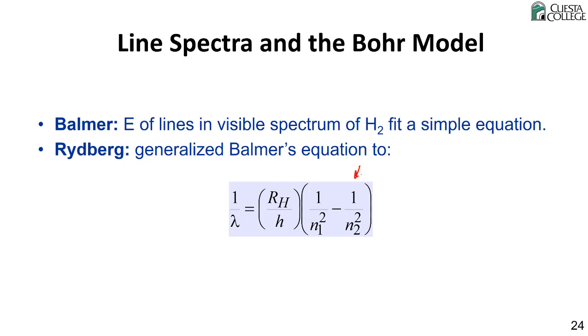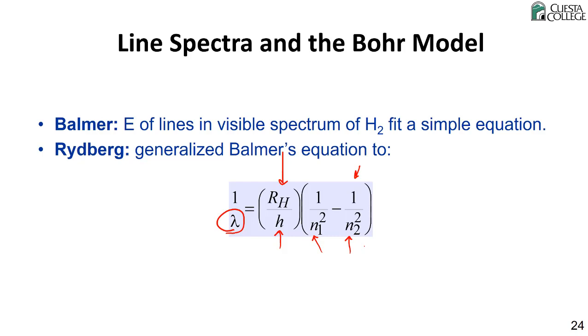It doesn't look like a simple equation, but in reality, once we break it down a little bit, it is a simple equation. Looking at this equation, we can see that the inverse of the wavelength, those wavelengths of light that are given off by hydrogen in a lamp, are equal to a constant divided by another constant, that happens to be Planck's constant, times 1 over a whole number squared minus 1 over another whole number squared.